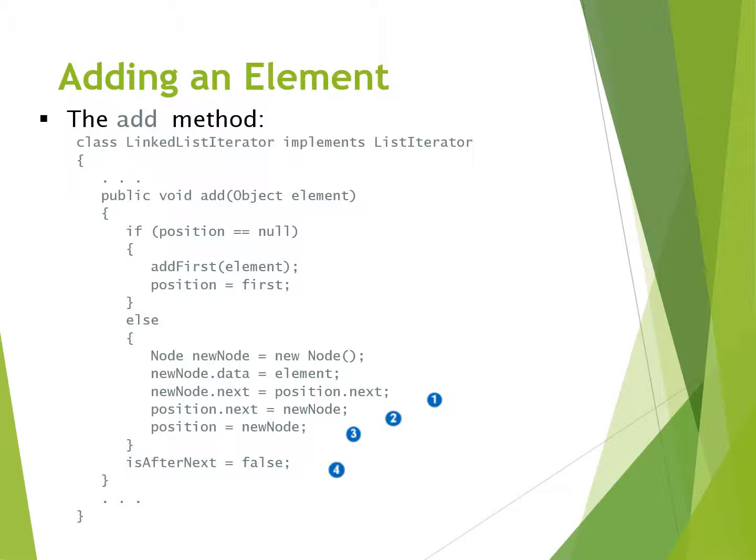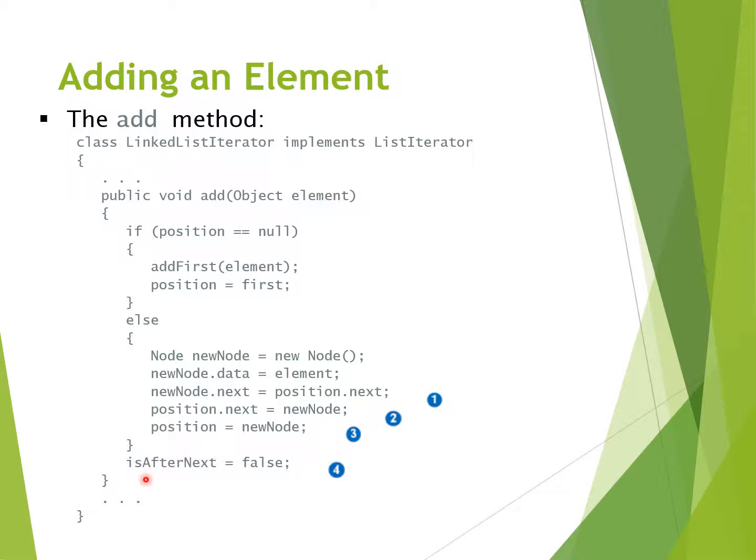So the next step is to set the next reference of the new node equal to position.next, because we are going to add the new node in the same position that position refers to. And obviously position.next should be set equal to the new node, which is the node that we are going to add. And then position should refer to newNode too.